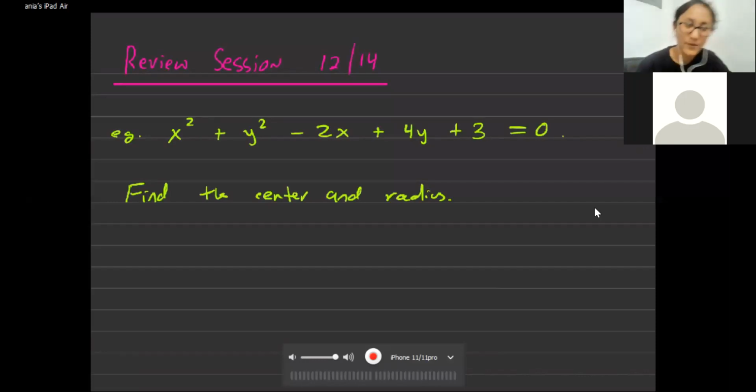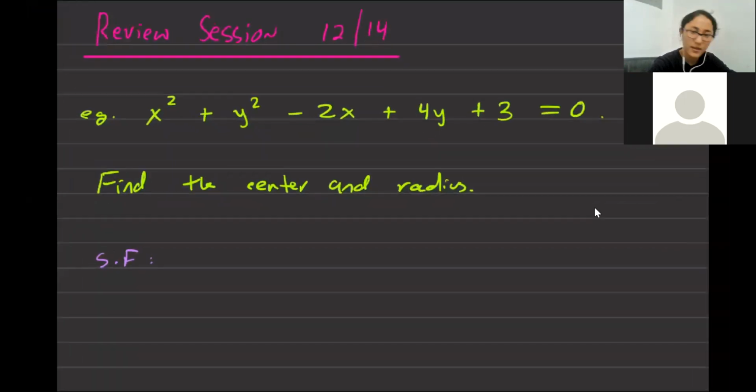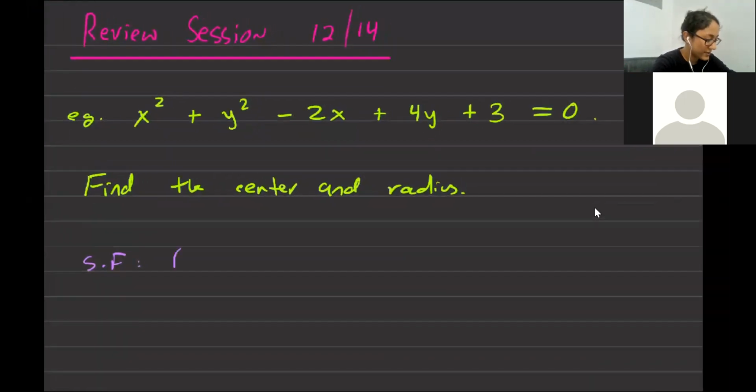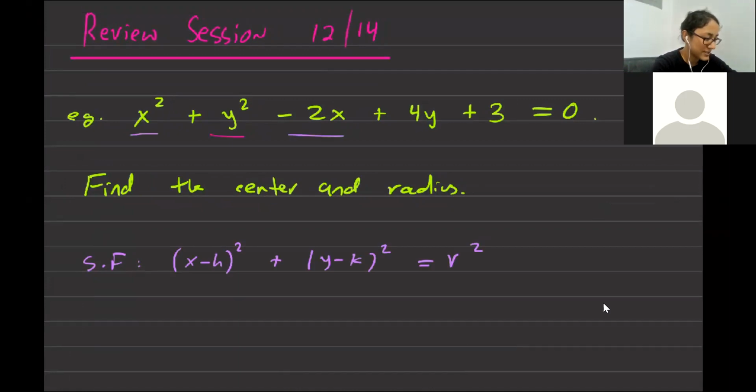So we're going to complete the square because you want to identify the center and radius from the standard form. The standard form of a circle is x minus h squared plus y minus k squared is equal to r squared. So we're going to group these two together and these two together, and the constant term I'm going to move to the other side.